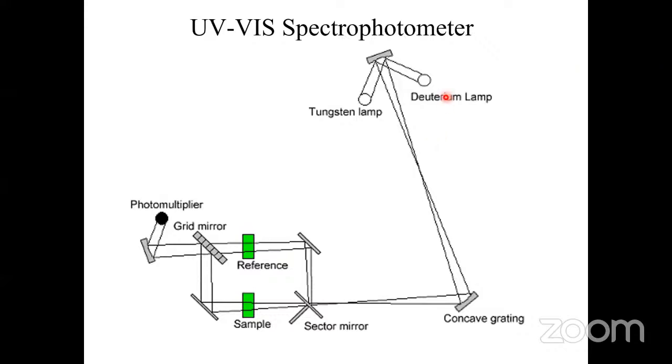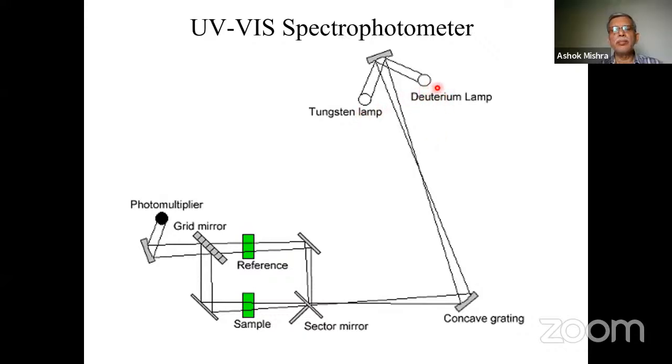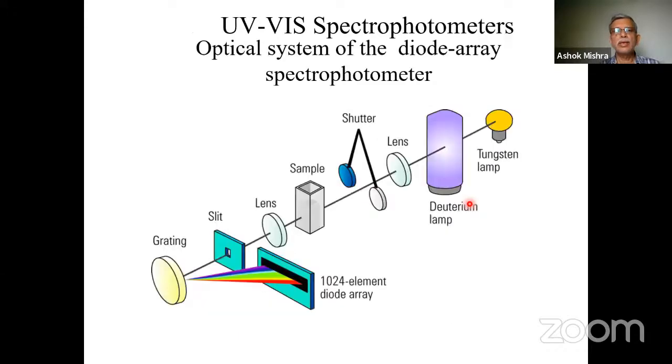So, as you can see here, normally people use 2 different light sources. One is for the visible region, one is for the UV region, with an overlap so that there is no gap in between. And I use a monochromator, the same thing that you saw. That was the older design of the instrument. Nowadays, instruments have become cheaper. They are much more efficient and so on.